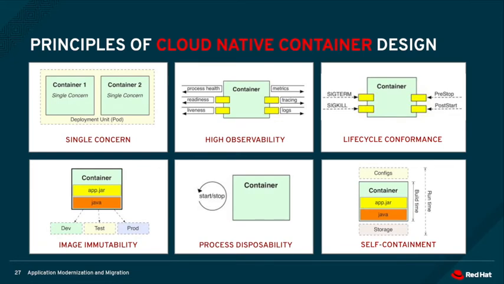Let us review some principles of cloud native container design quickly. So of course, as I mentioned, the microservice needs to do one thing right, so it has a single concern. There needs to be high observability, like what the container health is, whether it is up or down, whether it is ready, whether it is live, whether it is collecting metrics and all the logs. The next is lifecycle conformance, whether you could stop and start it based upon actions and APIs. The next is image immutability. This is a very critical aspect.